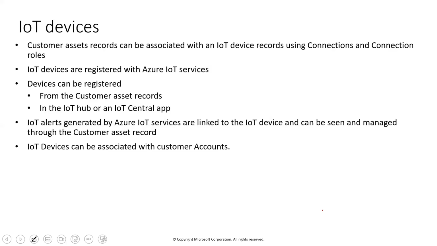In both ways, the devices can be configured and can be synchronized. The IoT alerts which are going to be generated by the IoT services are always going to be linked with a specific IoT device and can be seen and managed under your customer assets record. So the IoT devices can be associated with the customer's account directly using this customer assets option itself. So that is something we are having in the list here.